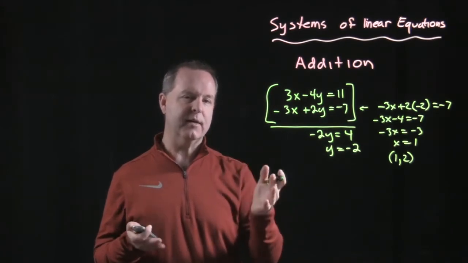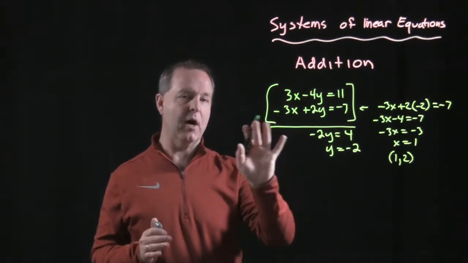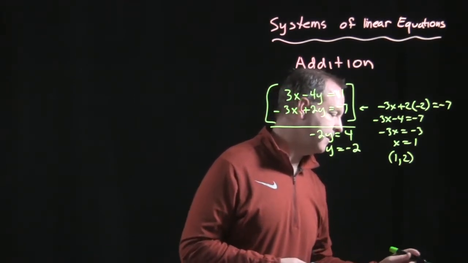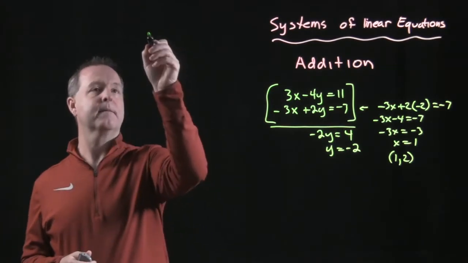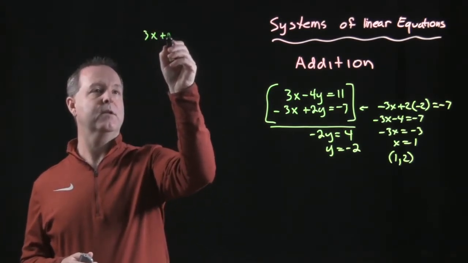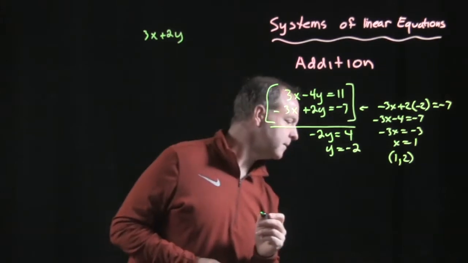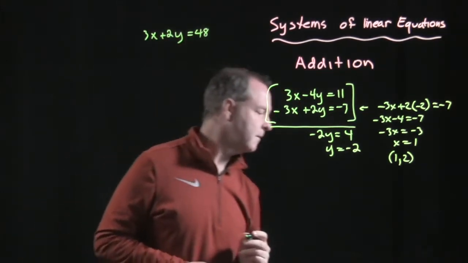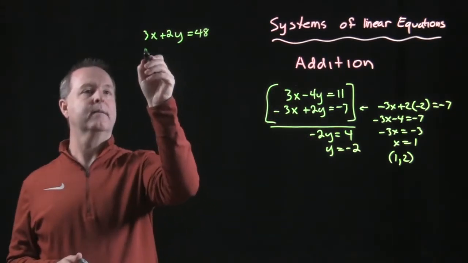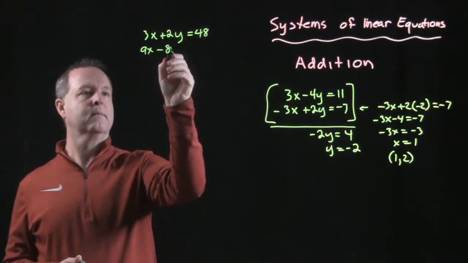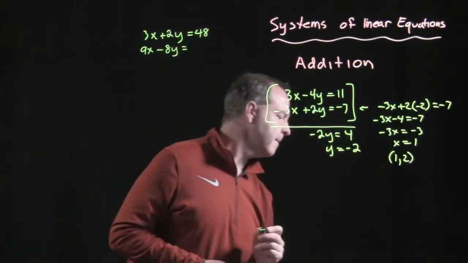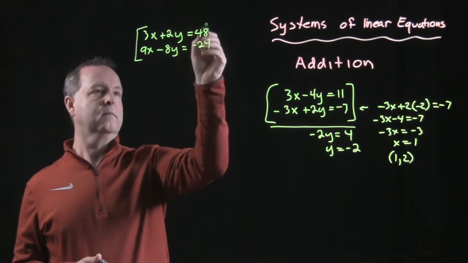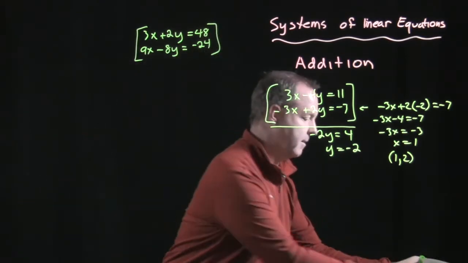So let's look at another example that will build on this idea and help us develop the tools that we need. Let's write my system. 3x plus 2y equals 48. And 9x minus 8y equals negative 24. So there's my system.